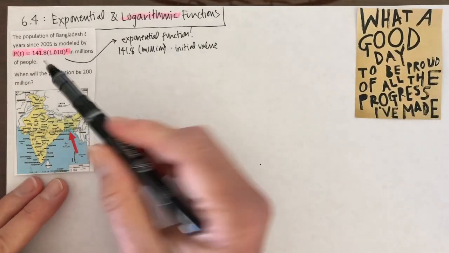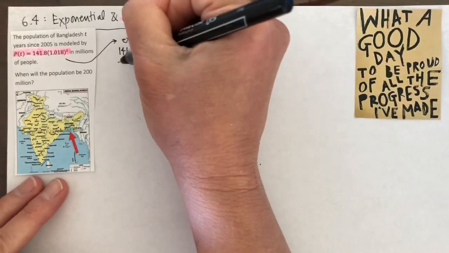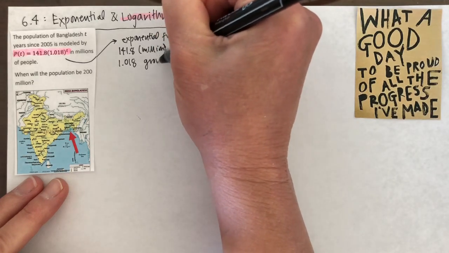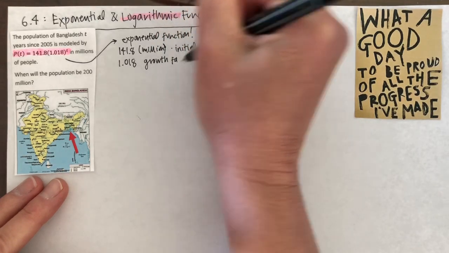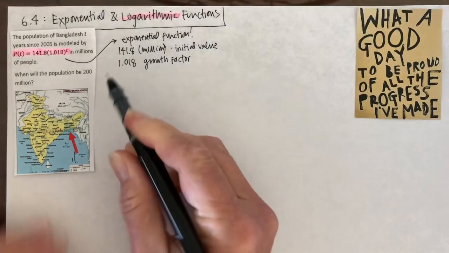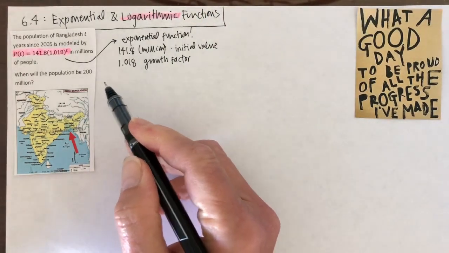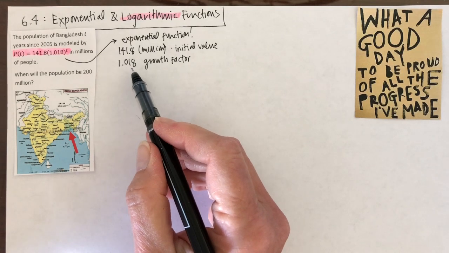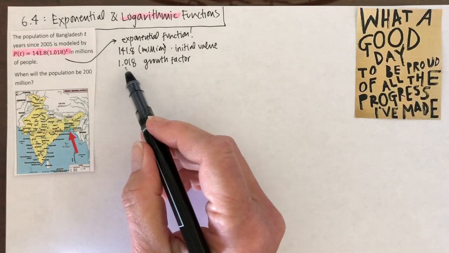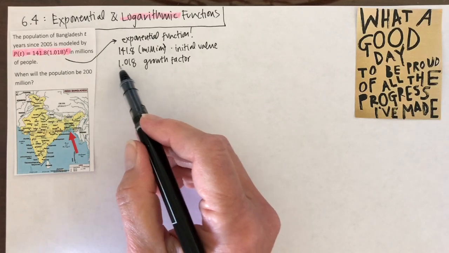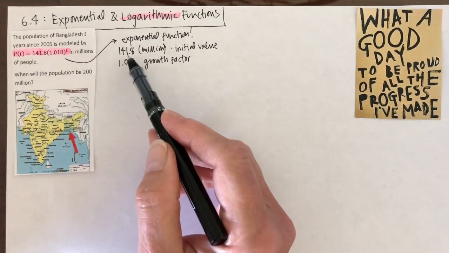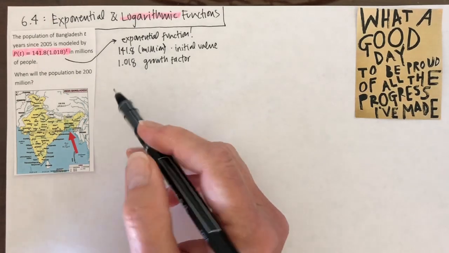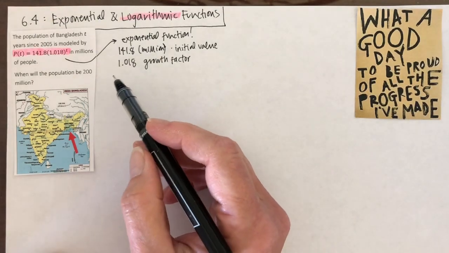Okay, the 1.018 is the growth factor. And we know it's growing because that number is bigger than 1. Anytime this number is bigger than 1, it'll be growing instead of decaying. It's not growing super fast, like it's not doubling or tripling, but when you get really big numbers like 141 million, it can make the population grow and grow and grow.